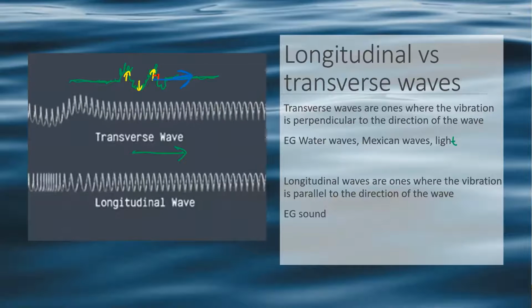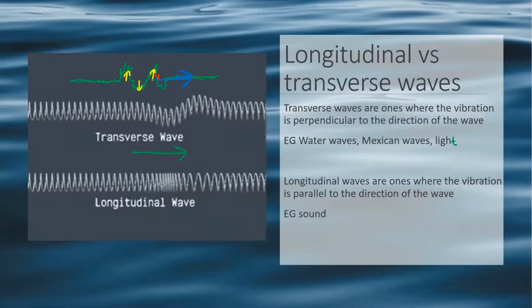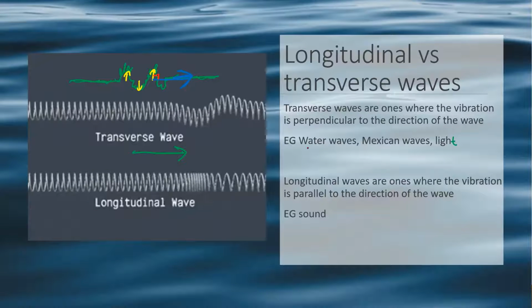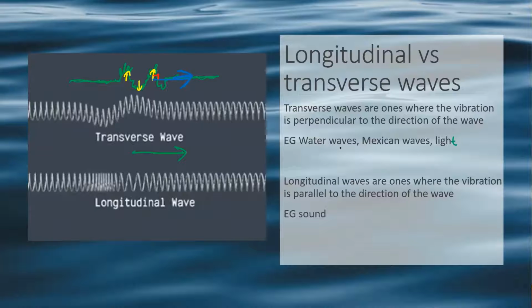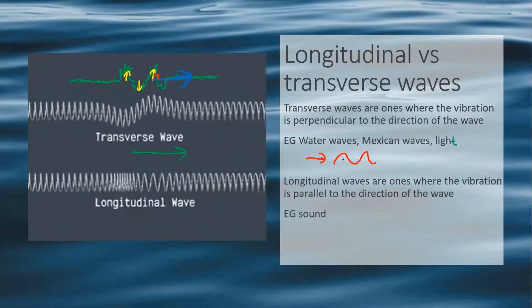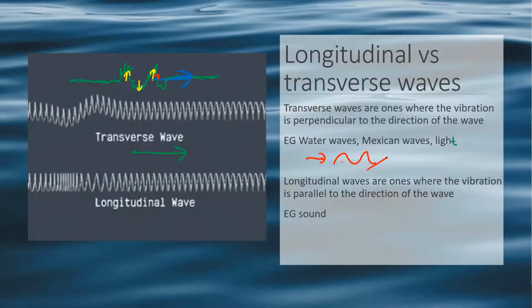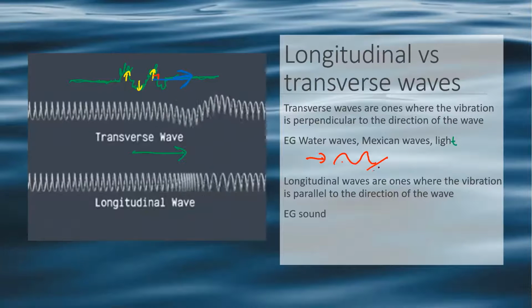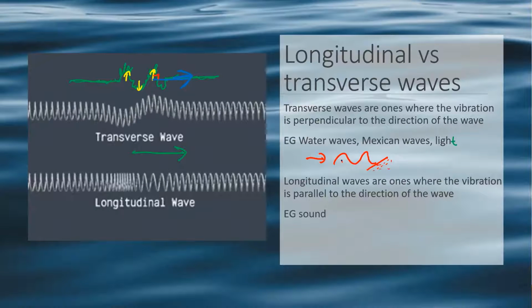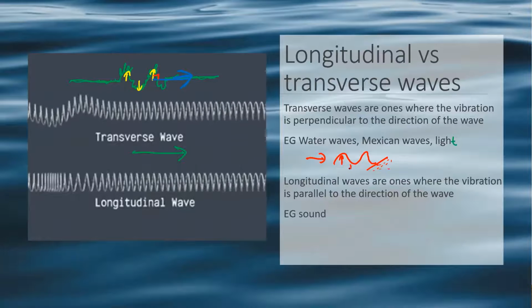Some common examples of transverse waves include water waves. If you think about the water, the waves move towards the beach, but even though they're moving towards the beach, the water is moving up and down.